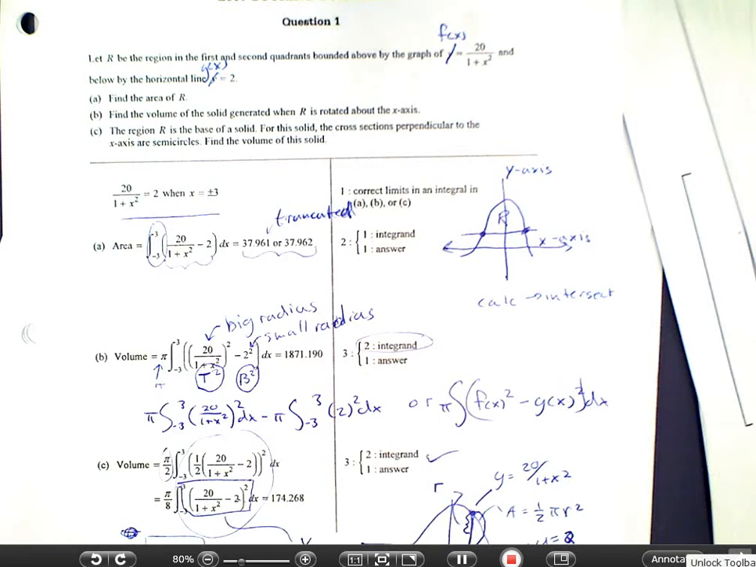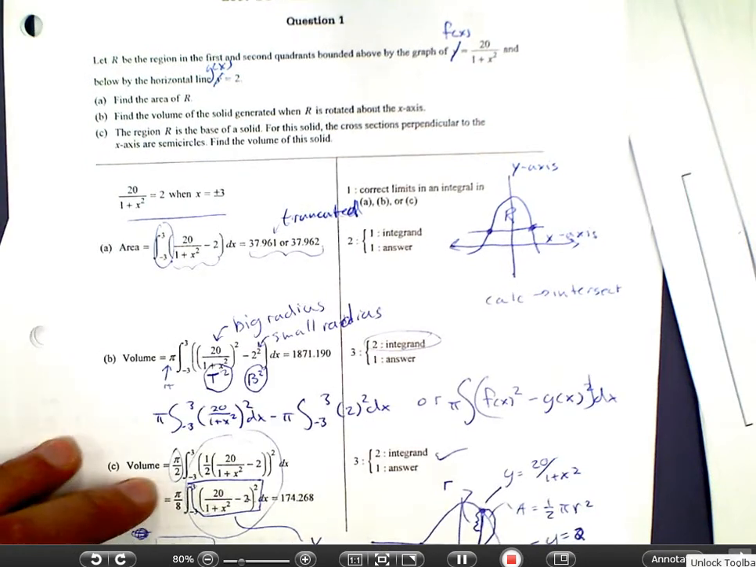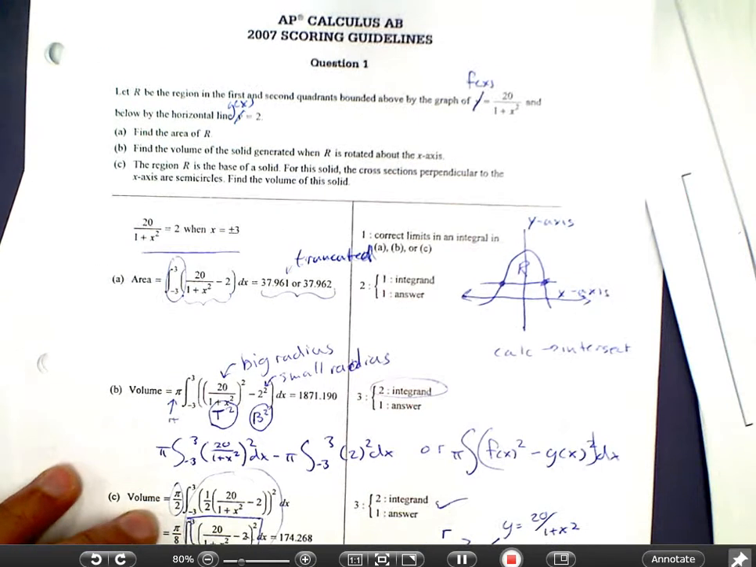Hey guys, grading the first question here. So basically, let's zoom in on a couple things.